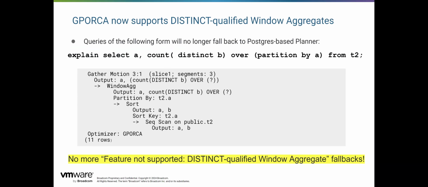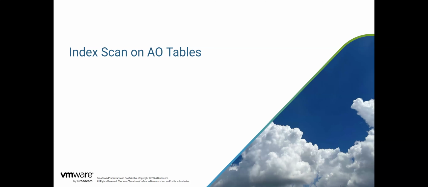And by the way, do you want to mention? So basically, this just wouldn't run, and it would then fall back to the Postgres planner. Correct. Okay. All right. Let's go to AO tables.